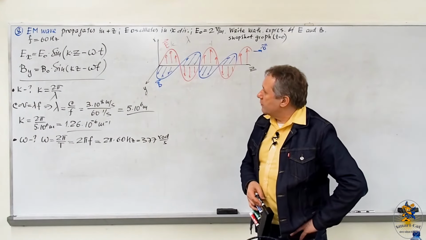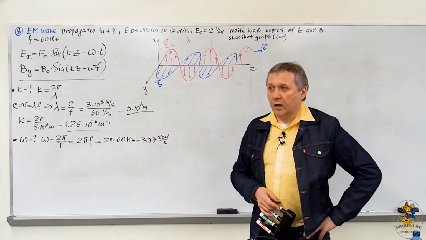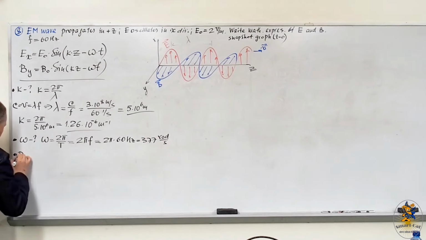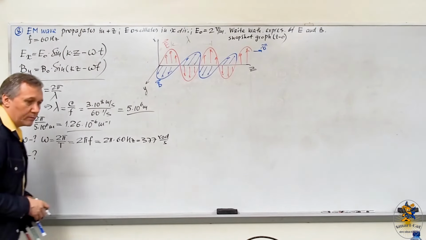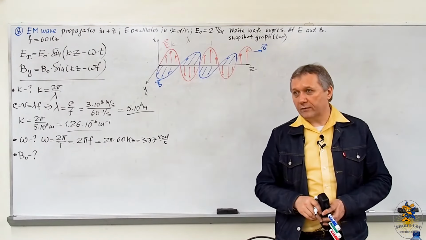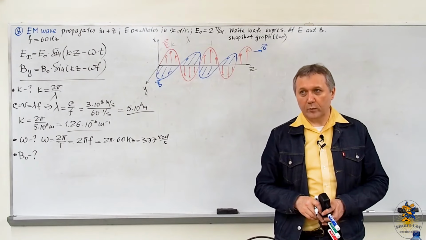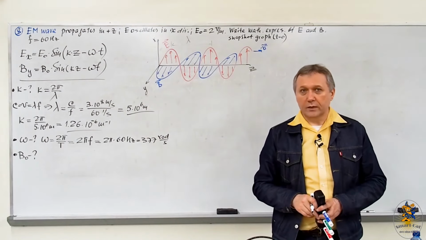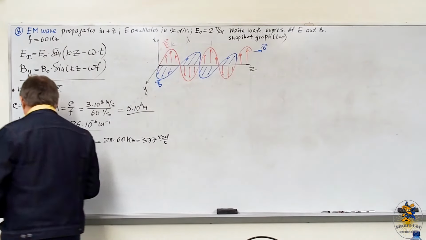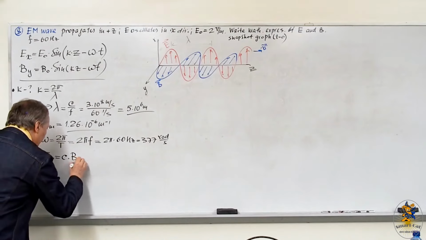So what's left? B naught, the magnitude, the amplitude of the magnetic field. B sub 0. We just need to remember that amplitudes of the electric and magnetic fields are deeply connected through the speed of light. The electric field amplitude is numerically way larger than the magnetic field, 8 orders of magnitude. So we just need to remember that E naught equals c times B naught.